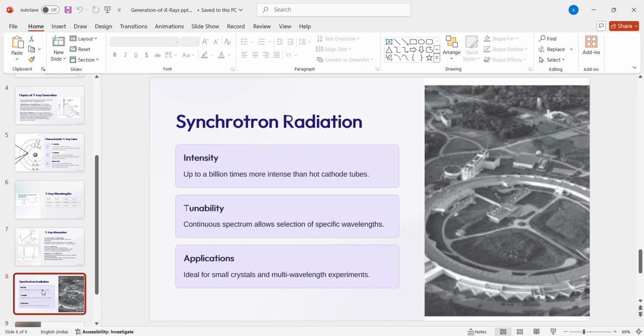Synchrotron radiation. We will see what the difference is if X-rays are produced using this, compared to the hot cathode tubes we have seen above. There are three main factors we will study: intensity, tunability, and application. First, intensity: up to a billion times more intense than the hot cathode. The X-rays are more intense than those generated by the hot cathode. Tunability: the continuous spectrum allows selection of a specific wavelength. Third is application: ideal for smaller crystals and multi-wavelength experiments.